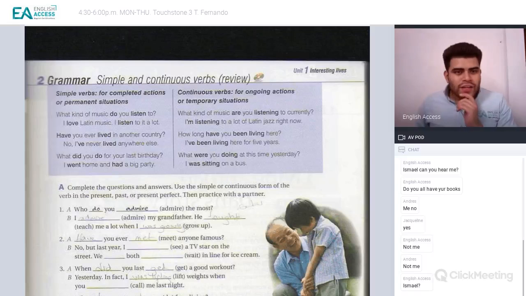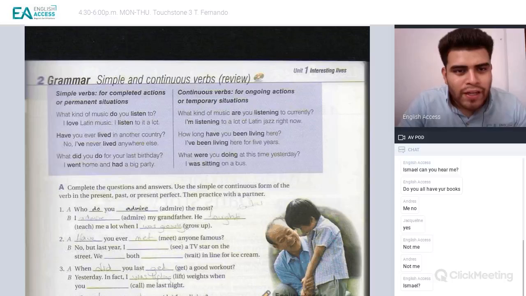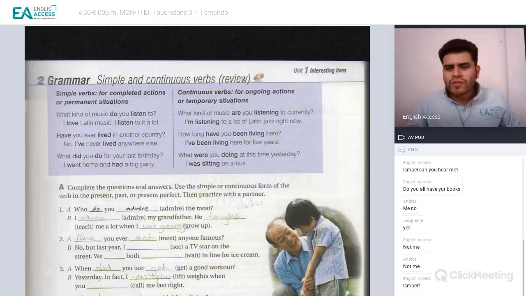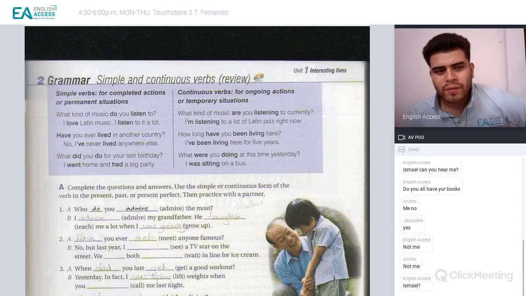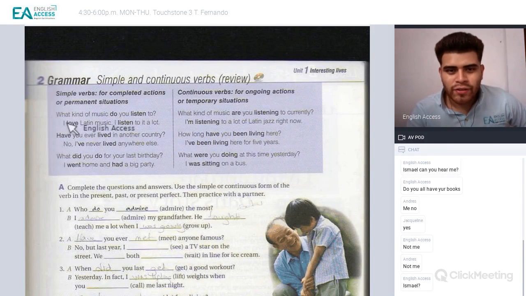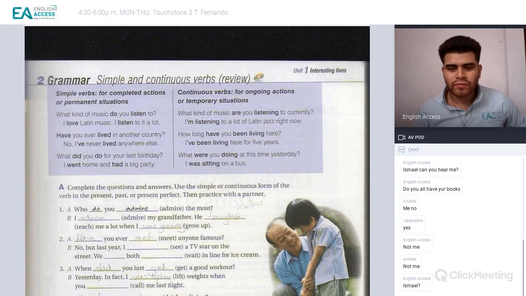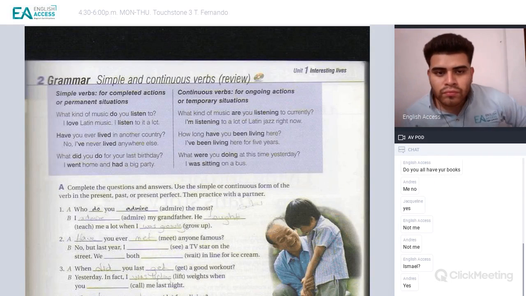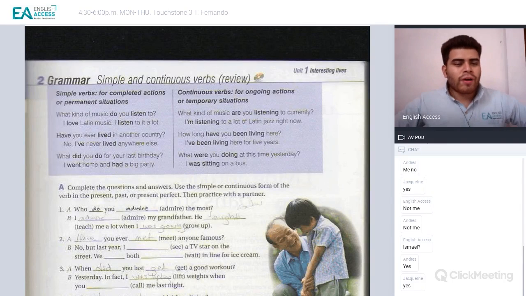Simple verbs. The grammar chart. Simple verbs for completed actions or permanent situations. Question: do you all see a small arrow on the screen? Do you see the white arrow? Right here, it's on the book. Yes. All right, cool.